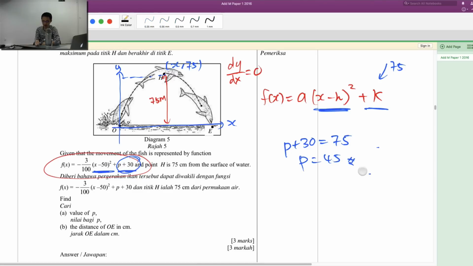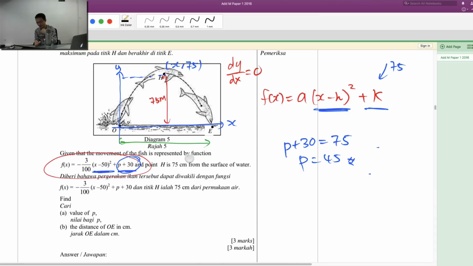Very easy. And then they ask you to find the distance between O and E. Basically, they want to know the distance from O to E. They want you to find this one. Actually, it's considered quite easy.